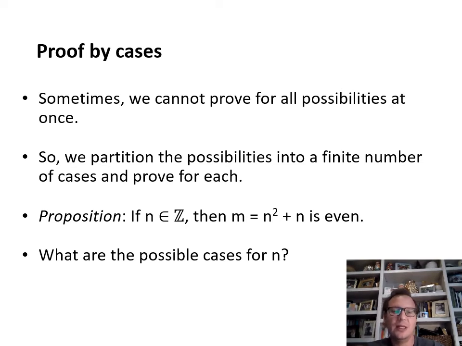So here is one proposition where proof by cases is a natural and easy way to do it. The proposition says if n is an integer, then m that is equal to n squared plus n is even. So what are the possible cases here for n? And this is a very common situation where we use proof by cases. Well, we know that all integers are either even or odd. We have a theorem about that. And so these are the two cases that we'll look at.